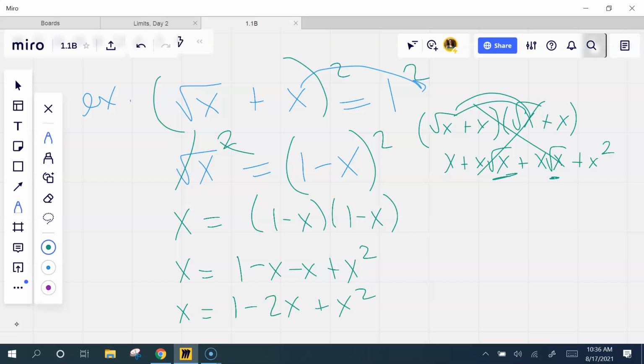I'll give you just a second to catch up with me. Now this is a quadratic, so now we're back in familiar territory, right? This should be easy for us now. Make it equal 0.